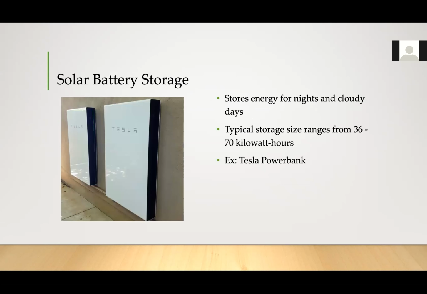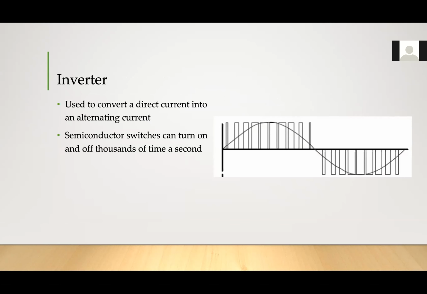Next, you've got the solar battery storage. I was making the example of the Tesla Powerwall. There's actually two of them right there. I think each of these is right around 2 kilowatts. And these are just the storage sources for energy for the nights and cloudy days. And next comes the inverter.